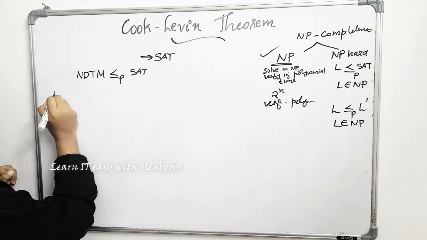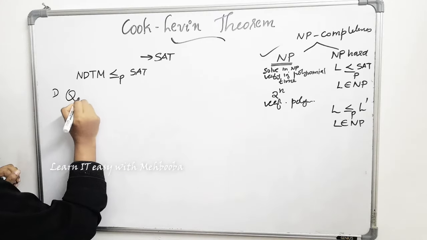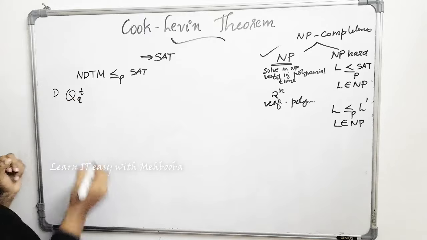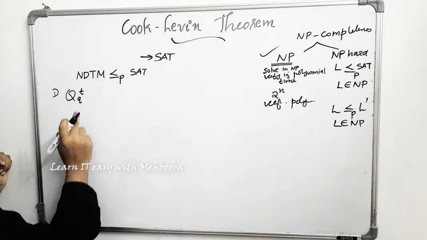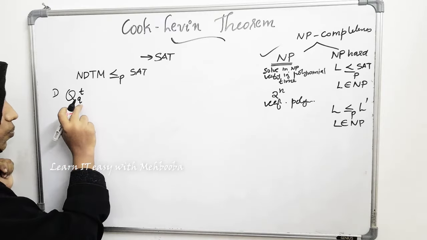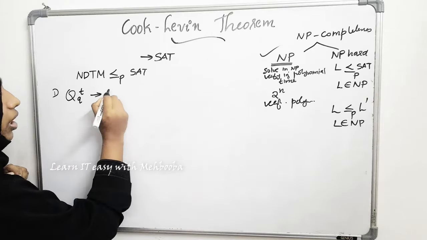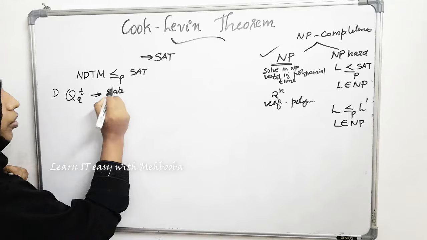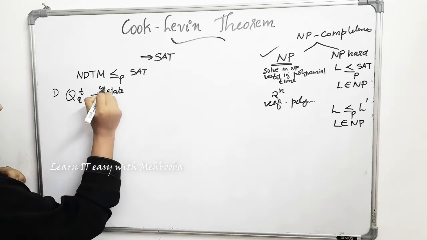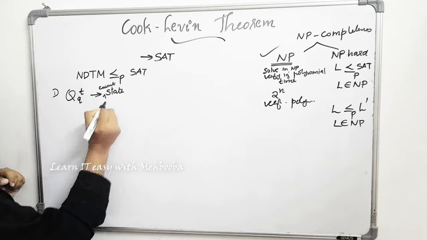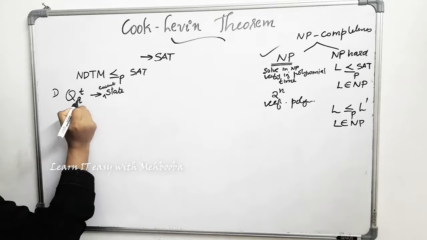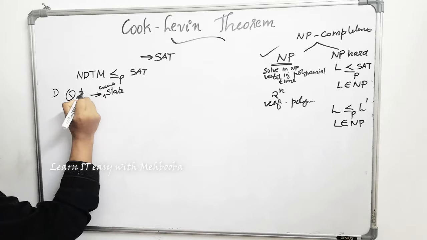The first variable that we will use is Q_t. This states that the Turing machine is at the state small q at time t. So this gives information regarding the current state of the Turing machine at time t.